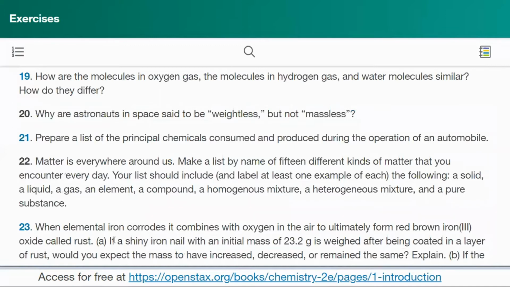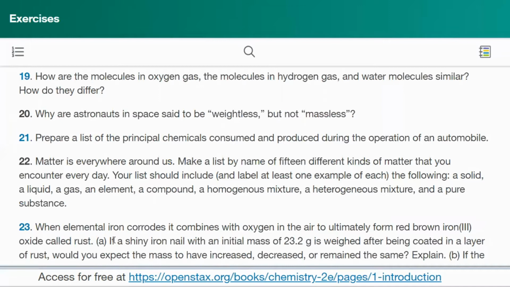Question 19. How are the molecules in oxygen gas, the molecules in hydrogen gas, and water molecules similar? How do they differ? That's an odd question. Well, the molecules have two or more atoms in them. That's about the only similarity I can point out. How do they differ?